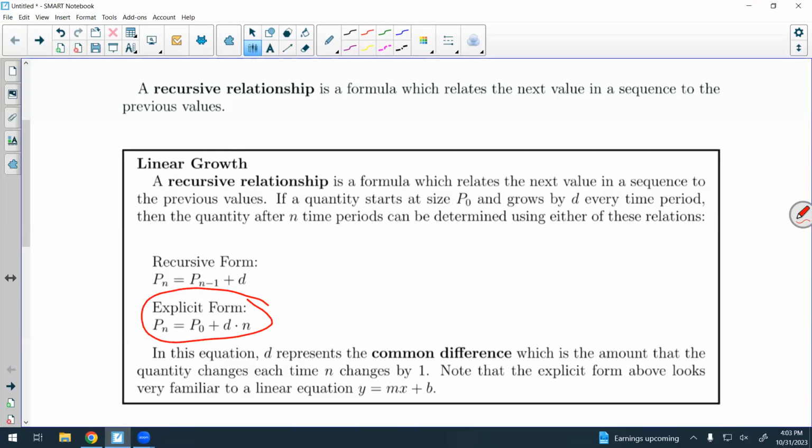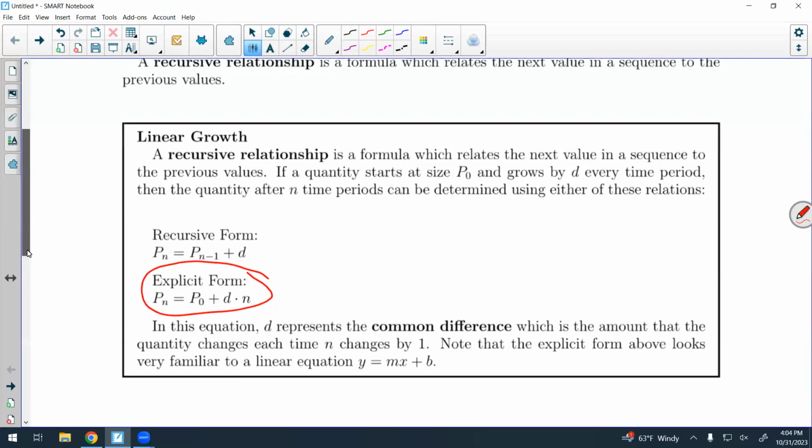Because if I want the seventh value, if I use the recursive form, I have to figure out what the first six are. Whereas this way, I just need to know what p sub 0 is, and I can go from there. So in this equation, d represents the common difference, which is the amount that the quantity changes each time n changes by 1. And if you remember any of your algebra, you may note it looks kind of like the slope-intercept form of a line, which makes sense because d is the change per time period.